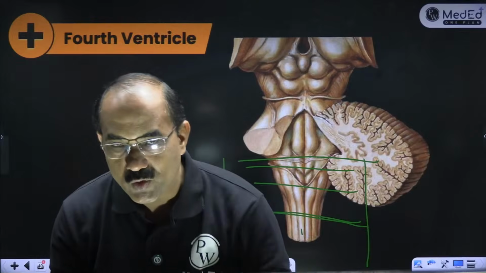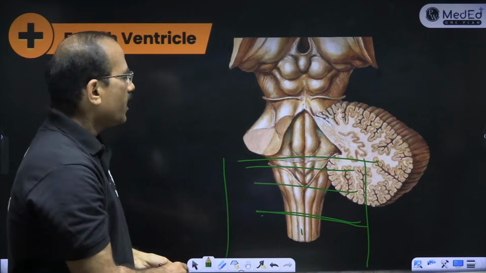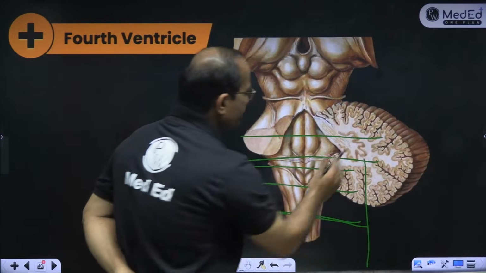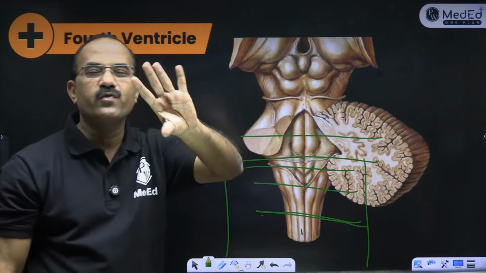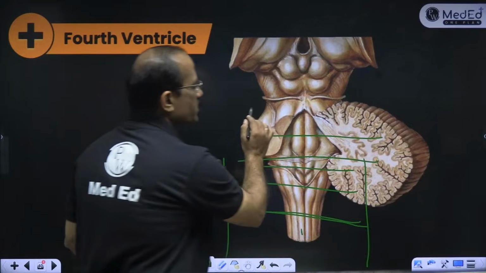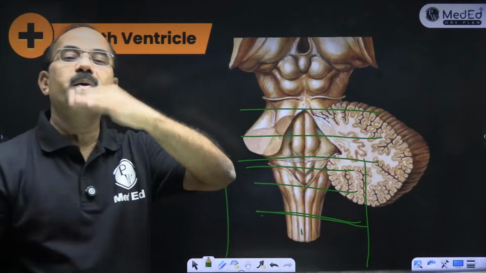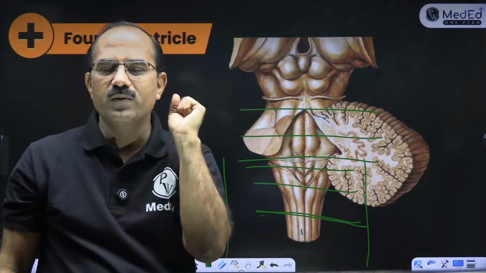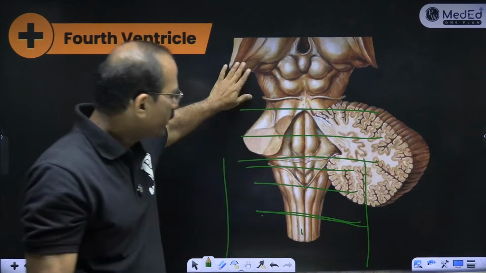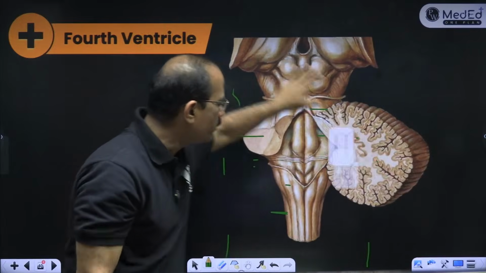If I take a section here, this is the lower half of the pons, and you get the fourth ventricle. If I take a section here, this is the upper half of the pons, where the fourth ventricle closes. Do you understand, children? Are you able to follow this?